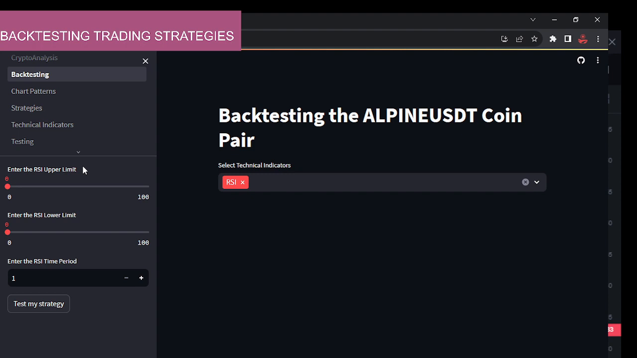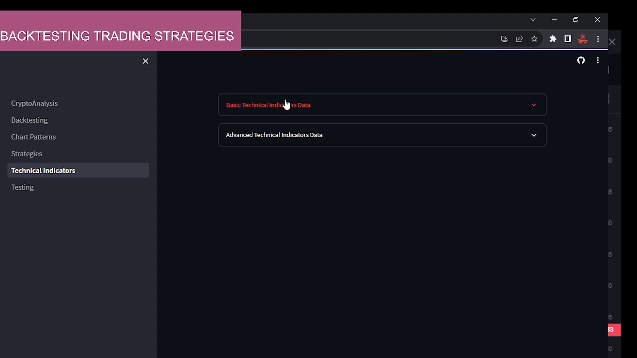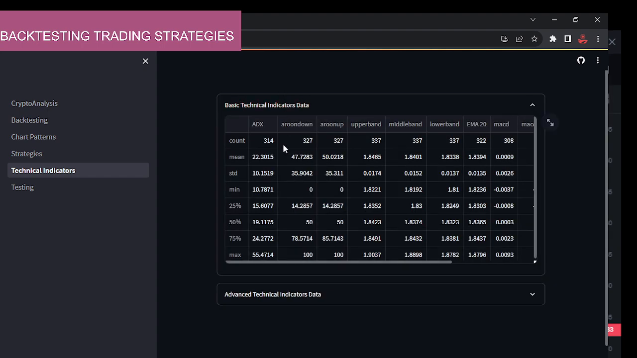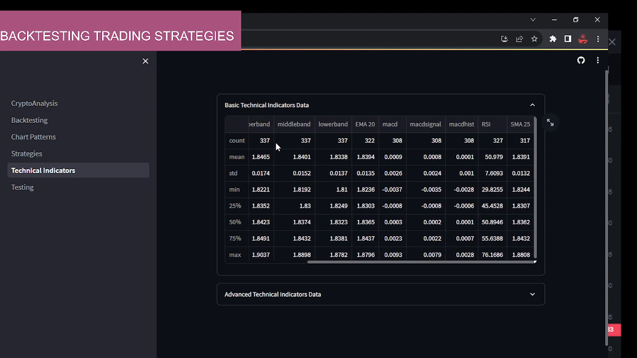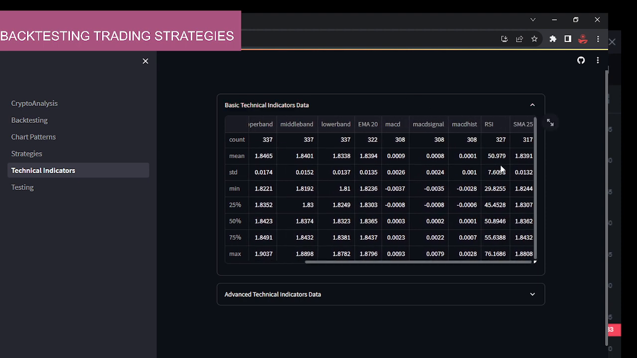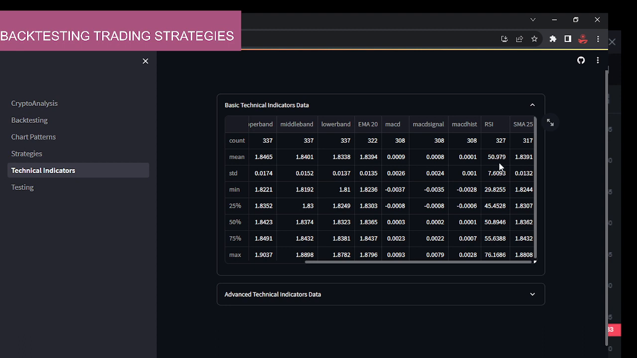To get these values, there's this particular feature from the technical indicators tab. You can see the basic technical indicators data. From this particular tab, you can see the values for the mean, the standard deviation, the minimum values, the 25th percentile, the 50th percentile, the 75th percentile, and the maximum value.